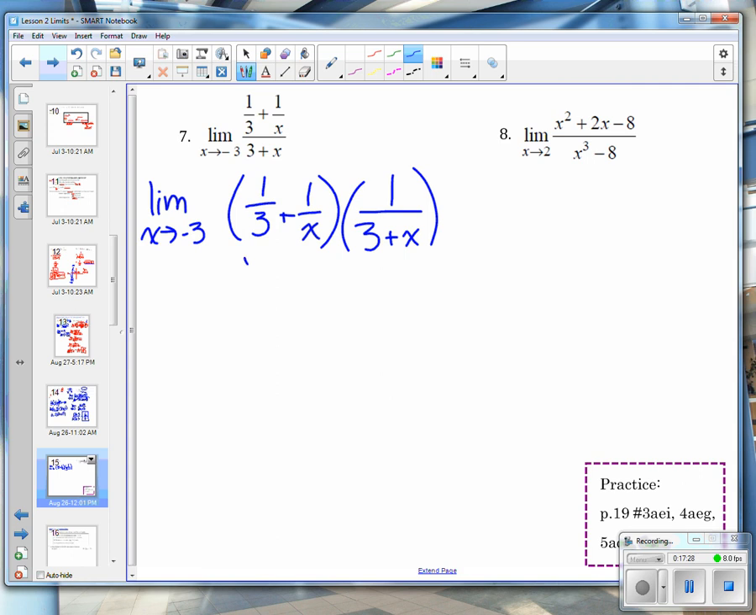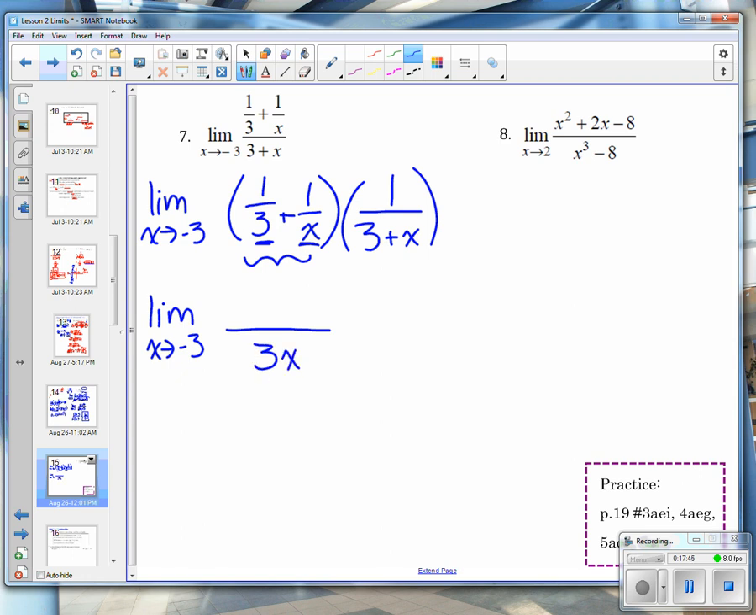I would probably, if I were you, simplify this first. And remember, when you add fractions, you have to have that same denominator. So this is, again, just going to become x approaches -3. Our common denominator would just be 3 times x, which would be 3x.